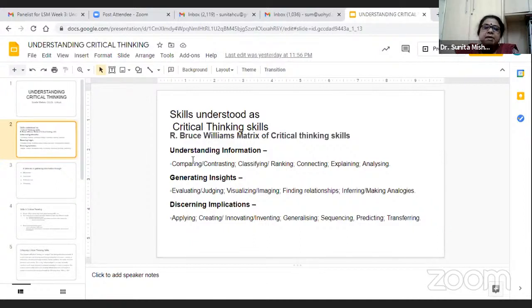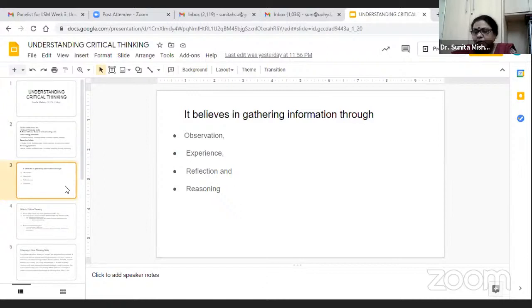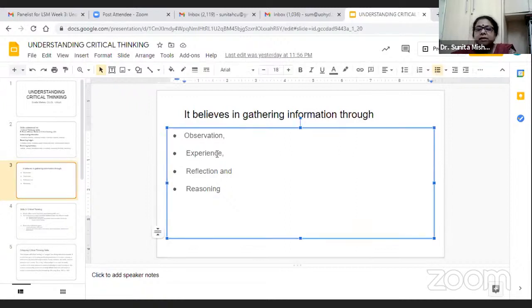And I'm taking this paradigm because I find it very manageable. And if understanding, generating insight, and discerning implications are the three ways of going about critical thinking, we have these four as the tools we can use to do all these. We can observe to get the information. Observation can be not just getting information, but organizing information. And then we need to put in our experience to, first of all, organize it and also get insights from the information, and finally, to also arrive at the implications of the information.